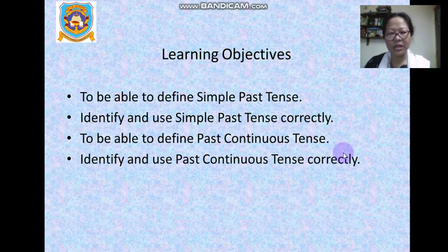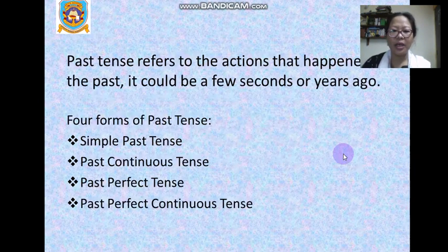So today when we start with past tense, we have the 4 forms, right? These are the 4 forms: simple past tense, past continuous tense, past perfect tense and past perfect continuous tense. So today I'm going to explain the first 2: simple past tense and past continuous tense.